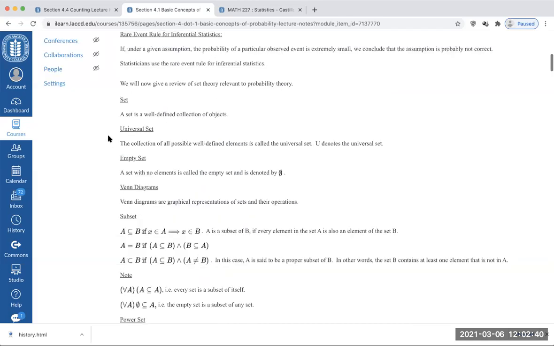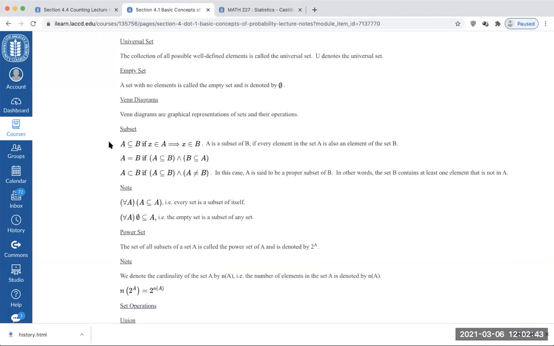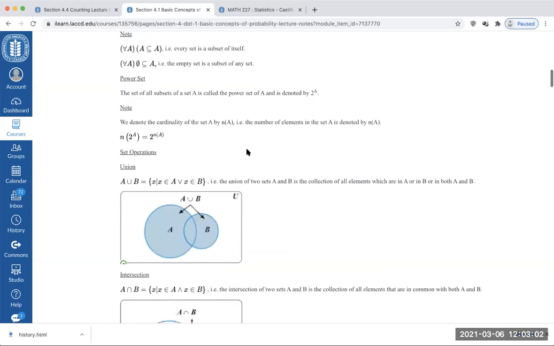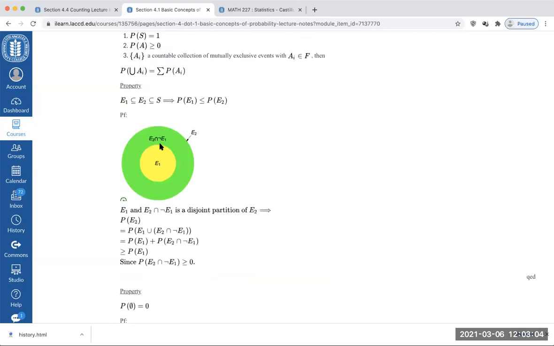A is a subset of B if x in A implies that x is in B. So A is a subset of B if every element in the set A is also an element in the set B. So this set A is a subset of the set B if every element in A is in the set B.